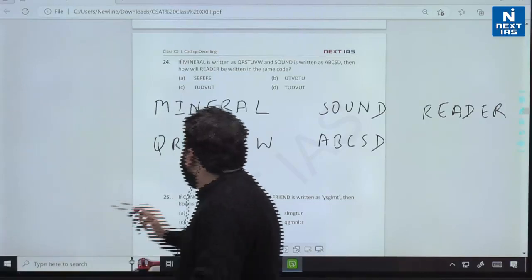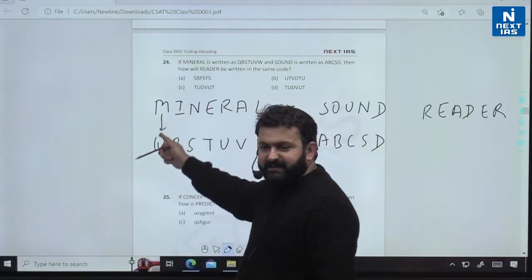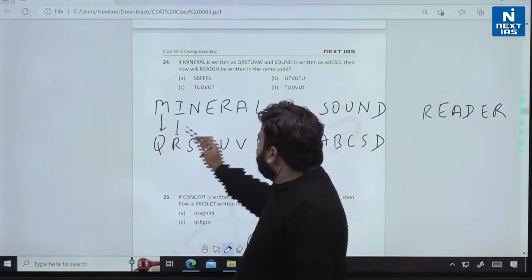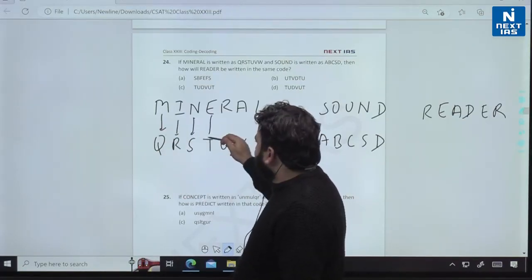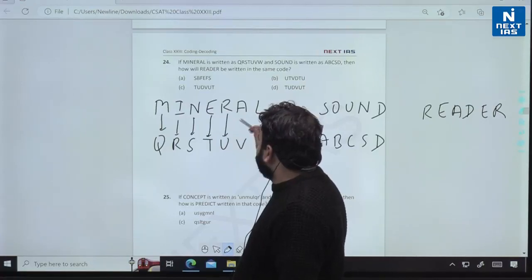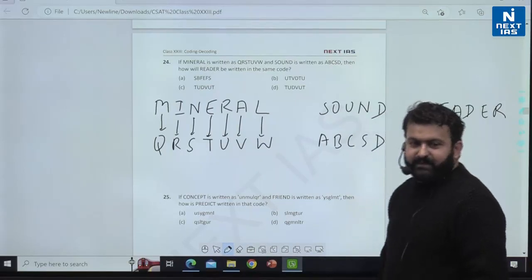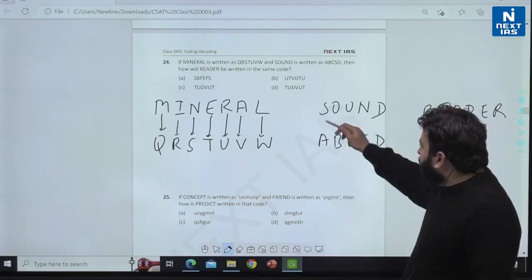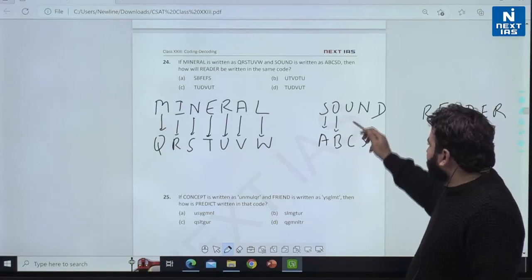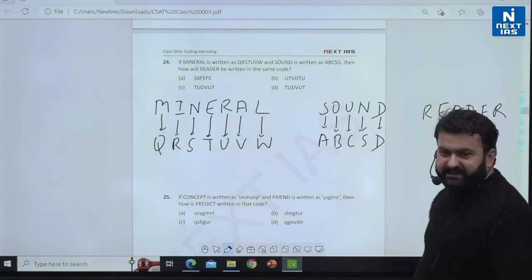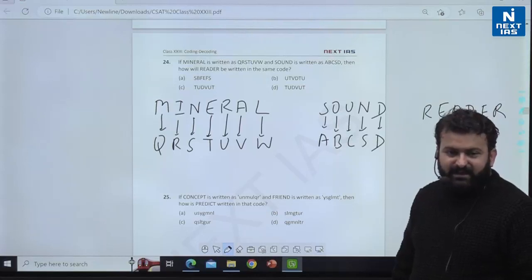It means now, what will be the code for M? Q. What is the code for I? R. The code for N is S. Code for E is T. Code for R is U. Code for A is V. Code for L is W. Similarly, code for S is A. Code for O is B. Code for U is C. Code for N is S. Code for D is D. Are you getting my point?